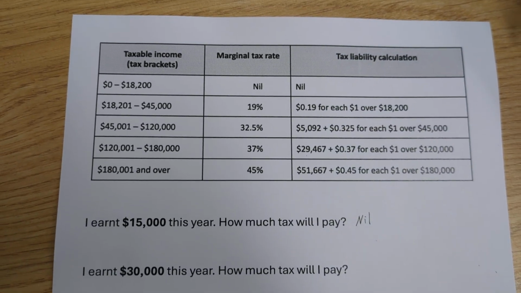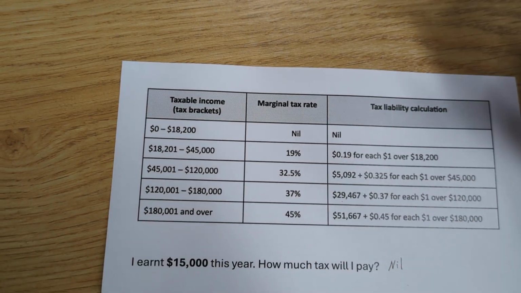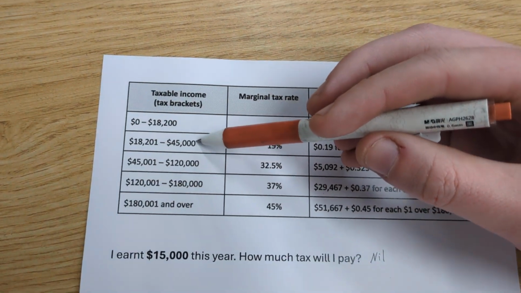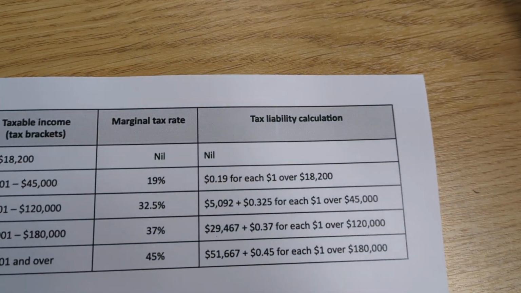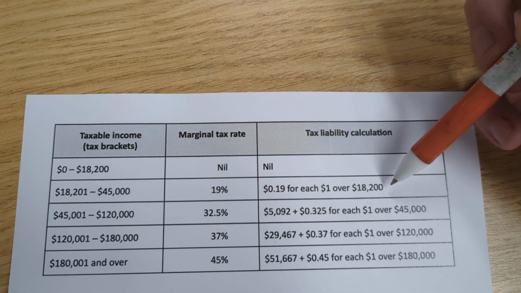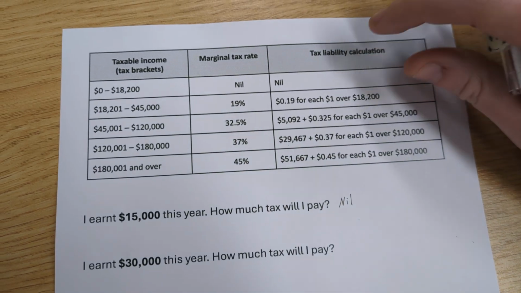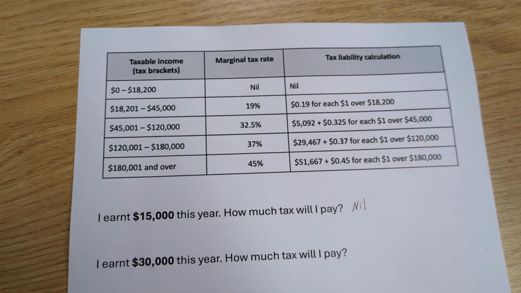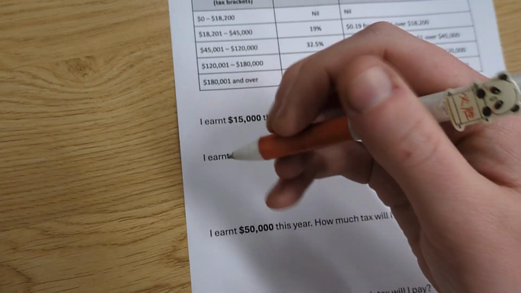Next one. I earned 30,000 this year. How much tax will I pay? Which tax bracket are we in? Oh, we're in this one. So, 19 cents for each dollar over 18,200. That's a bit tricky. What do we have to do first? We have to figure out how many dollars over 18,200 we've got. So, let's do that.